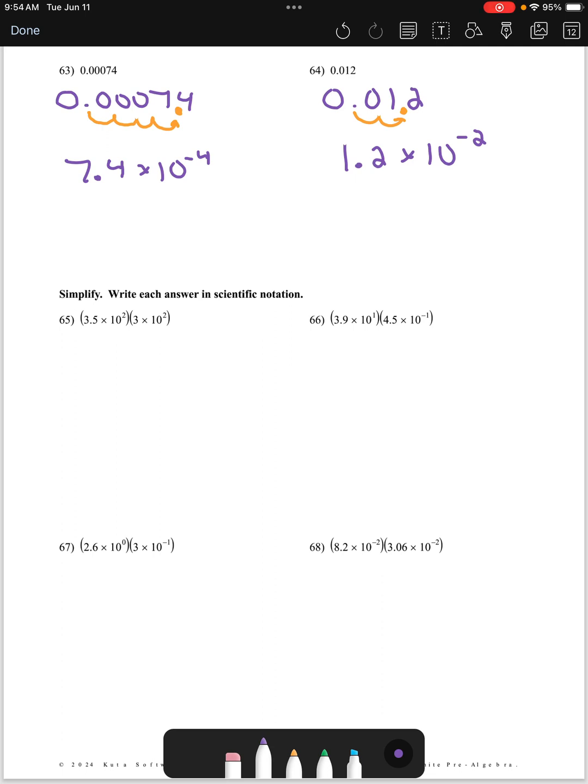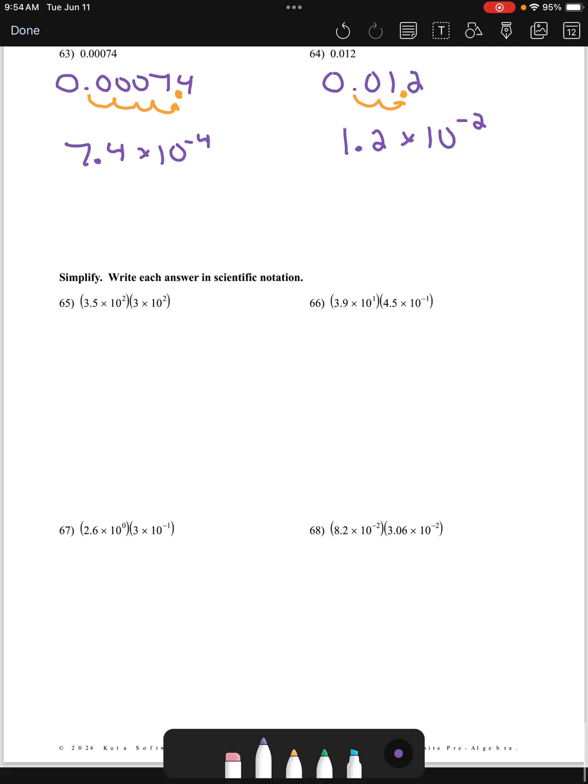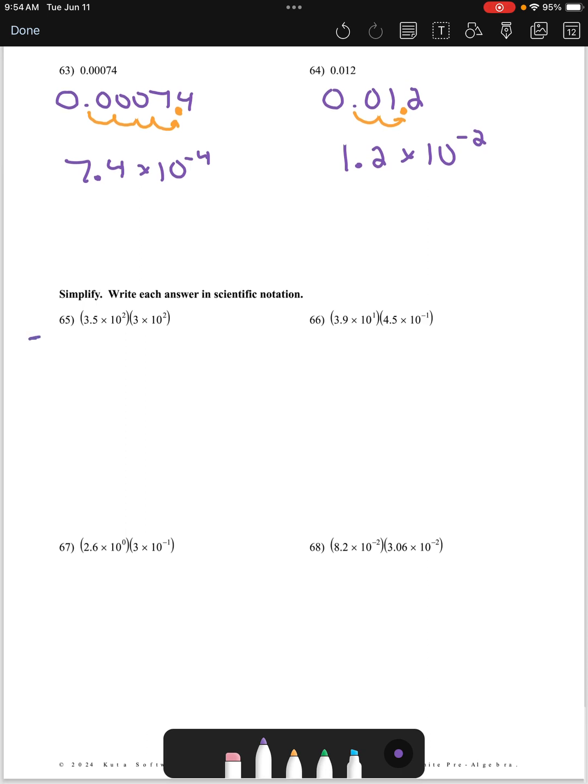This final lesson on scientific notation is going to show us how to multiply two numbers in scientific notation. Now, the idea here is actually combining regular multiplication with our exponent rules from earlier in this section, and then making sure our answers are actually in scientific notation.